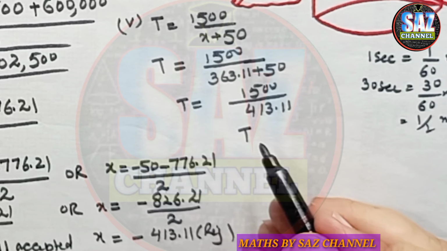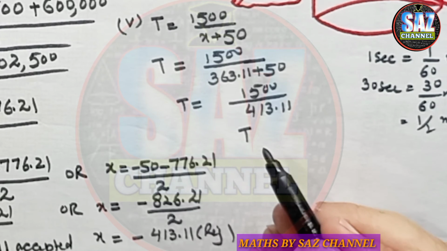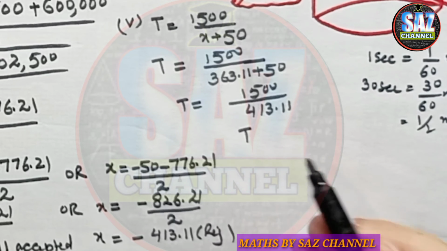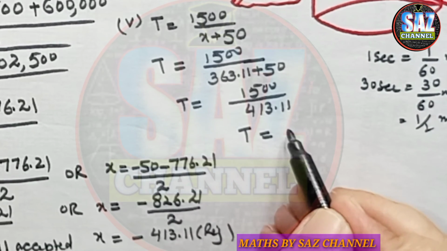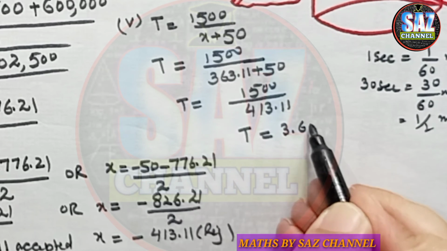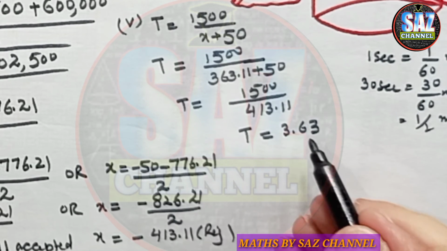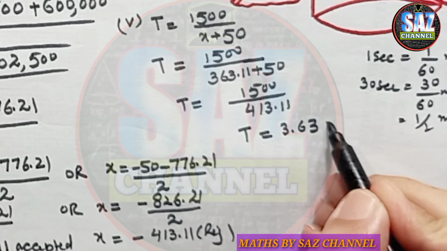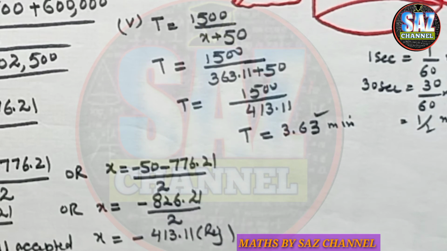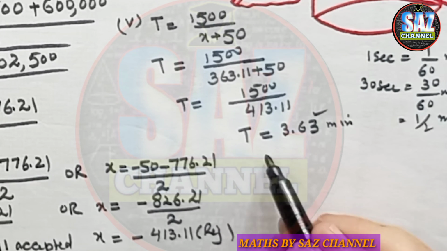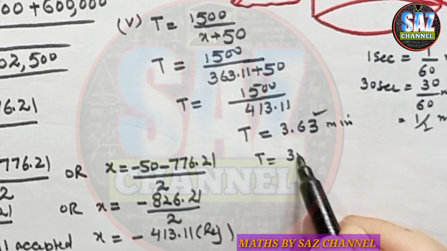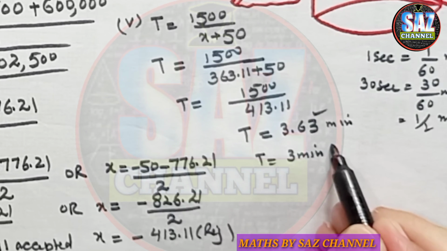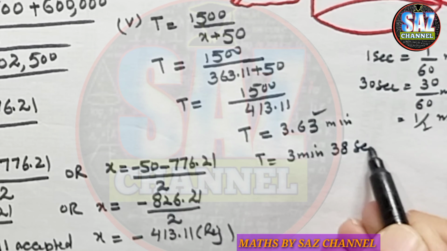The question says find the time taken by pump B to fill the tank completely. Give your answer in minutes and seconds, correct to the nearest second. This will be 3.63 minutes. These are the minutes. Now this 0.63 will further be multiplied by 60 to convert the time into seconds. So the time will be 3 minutes and 37.8, approximately 38 seconds.